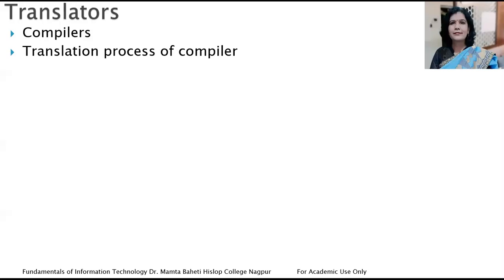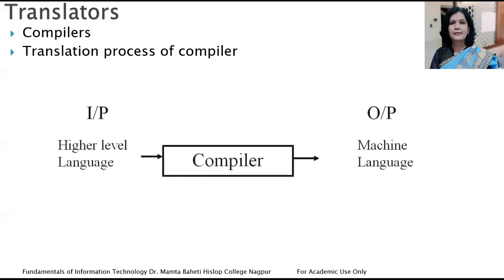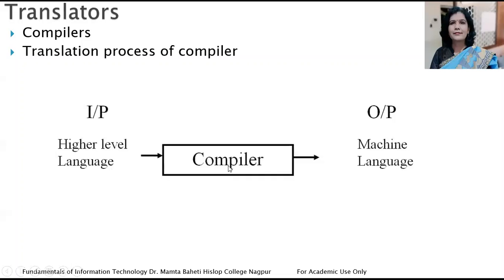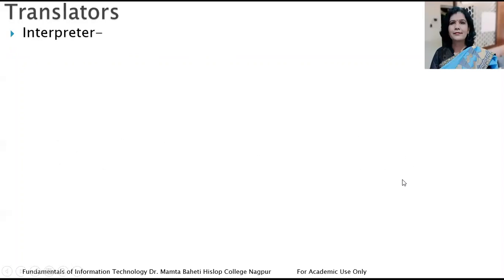So we'll see the translation process of a compiler. High level language से compiler लेता है, उस पे work होता है, and that high level language is converted first into the object code, and that object code is converted into machine language code.